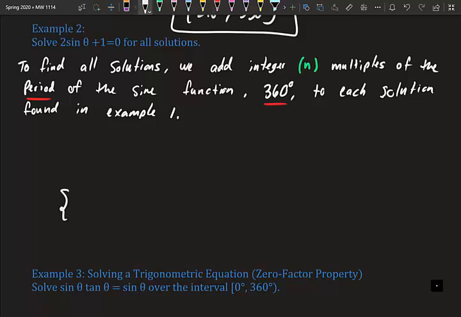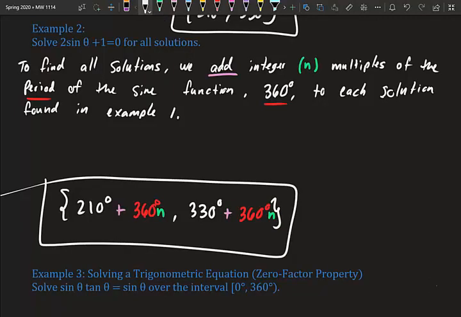In example 1, we found our first answer of 210. So we're going to add to that the integer multiples of our period, so 360 times n. n is how many times you're going around, how many periods you're making. Then we do the same exact thing with our other answer, 330 degrees, adding 360 times n. n is how many times you're passing through the period. You do that every time you want to find all solutions.